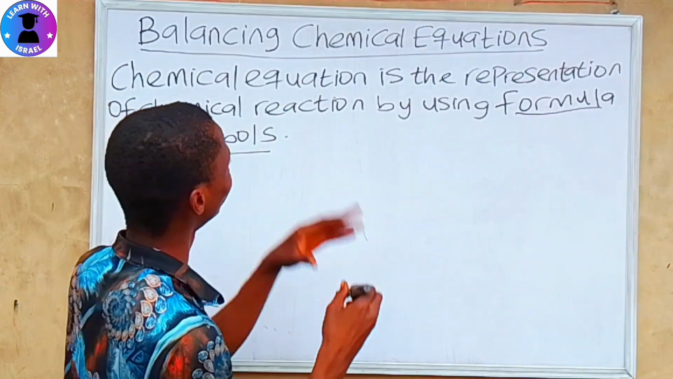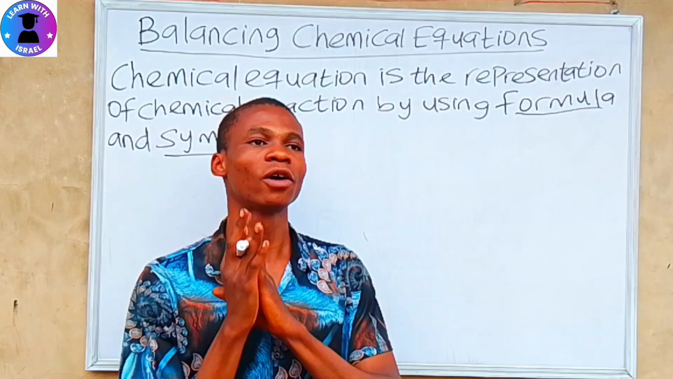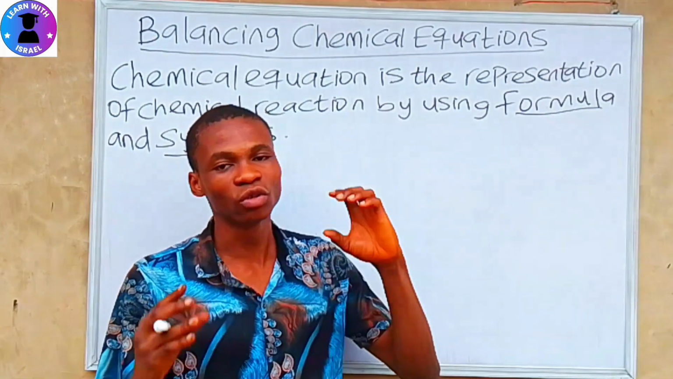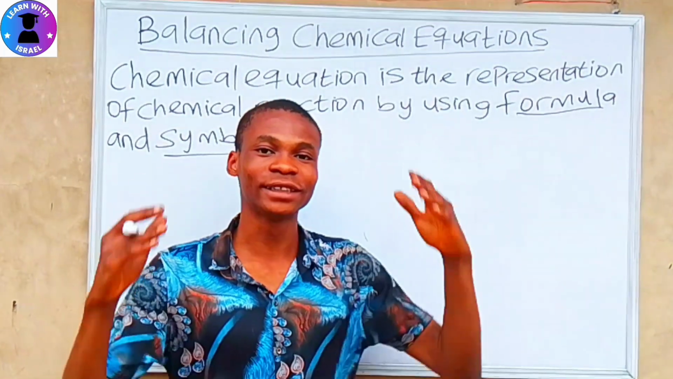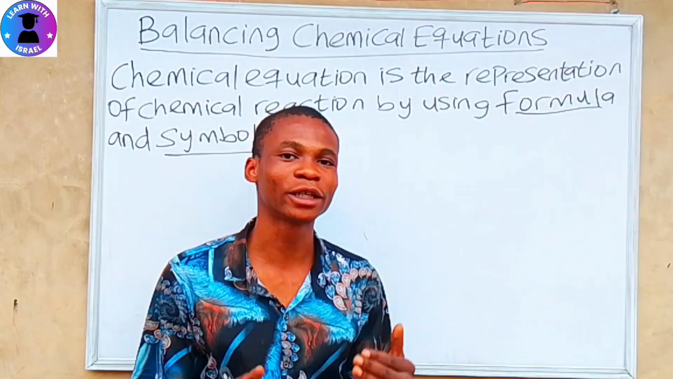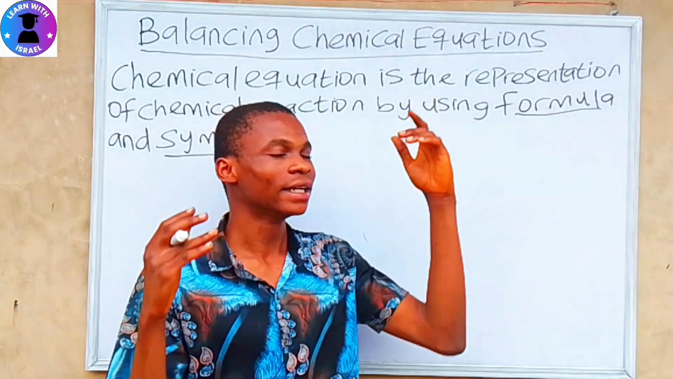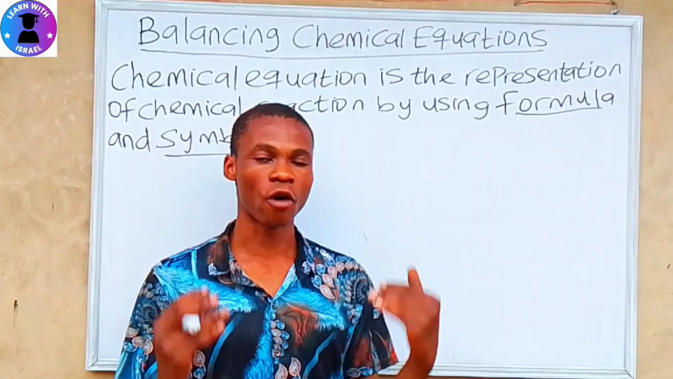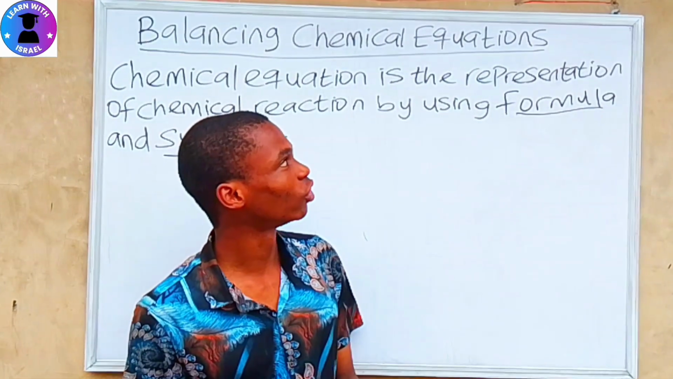So that's the chemical equation. Before you do anything in chemistry, or before you treat any question, you need to know the concept. What is a chemical equation? It is the representation of chemical reaction by using symbols or formulas. So we now know what a chemical equation is.